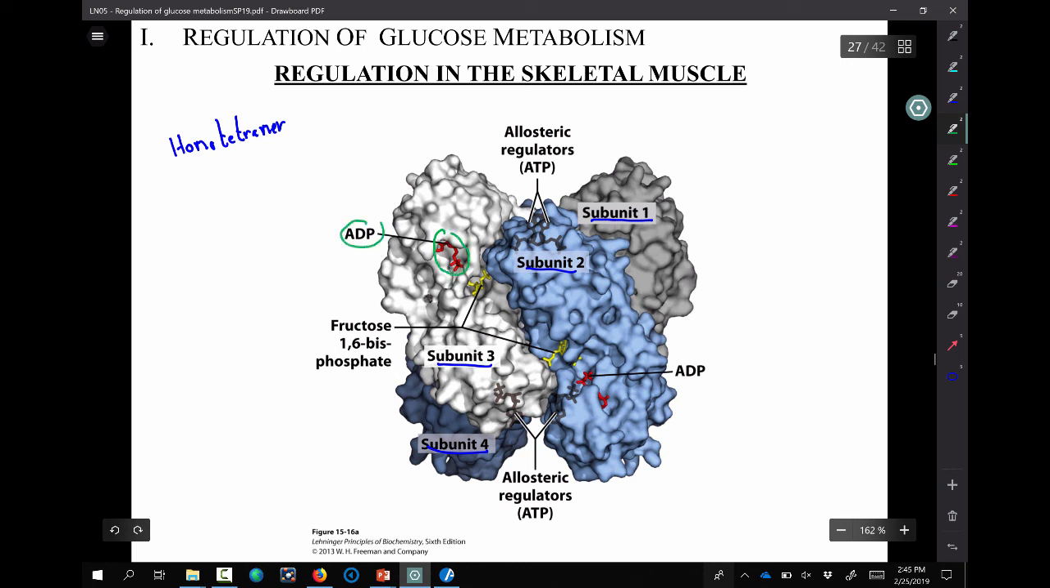Each one of them would have an active site. You can't see the other two active sites; they're on the opposite side of the molecule. But these would be part of the active site. You can also see fructose 1,6-bisphosphate is there. So this is the active site. Now, in addition to the active site, there's also this other site, and it's sandwiched between the subunits.